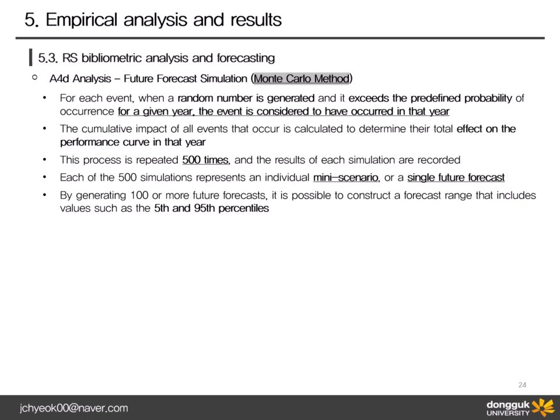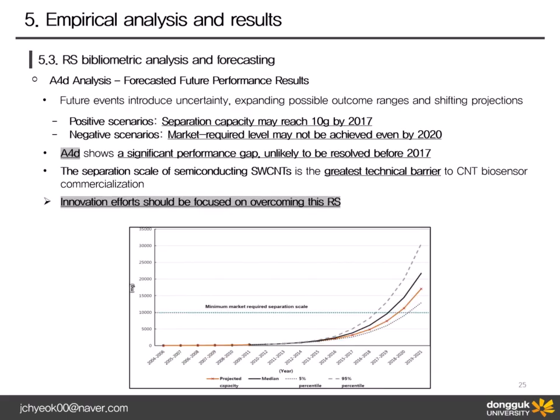By generating over 100 scenarios, the study was able to estimate a broad range of possible future outcomes, including key statistical indicators such as the 5th and 95th percentiles. The following presents the forecast performance results for A4D. As shown in the figure, future events generate an asymmetrical range of uncertainty that shifts the median estimate of the future away from the original extrapolated baseline.